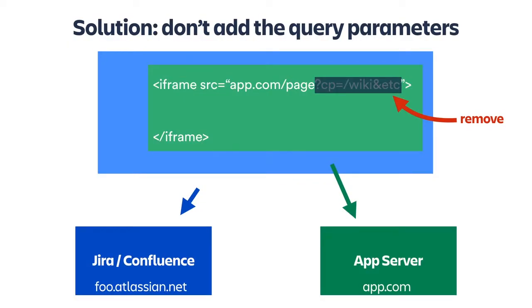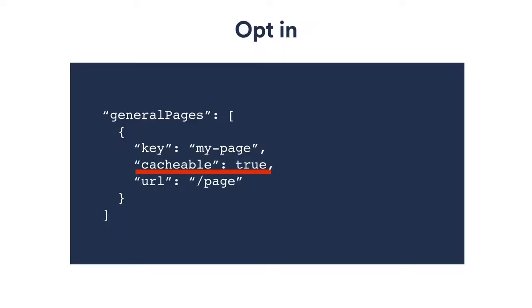Getting back to our illustration, the obvious solution is to stop Connect adding query parameters to iframe URLs. But apps are expecting these query parameters, so this isn't backwards compatible. So we need to let apps opt in to receiving unaltered iframe URLs. Apps can now do this by adding a declaration in their app descriptor that indicates the iframe resource is cacheable. So if the app sets the cacheable option for a particular module, this is what happens to the corresponding iframe URL.